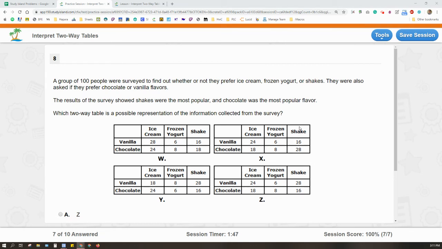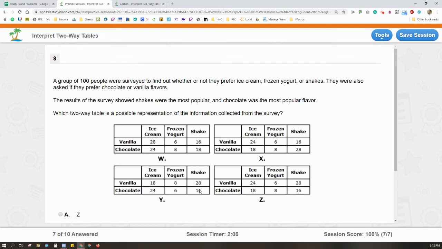Now we have to check and see if chocolate is the most popular in that, and sure enough, we have 28 for chocolate. So chocolate is the most popular flavor, and shakes are the most popular thing out of the 3 items. So table X works. Let's make sure we can see the problem with table Y and table Z. What's wrong with table Y?